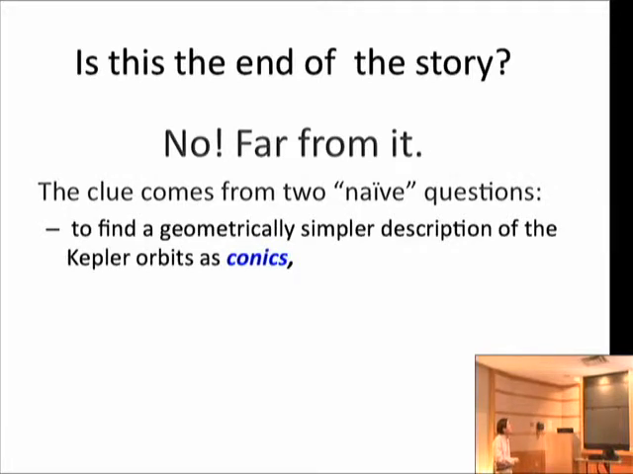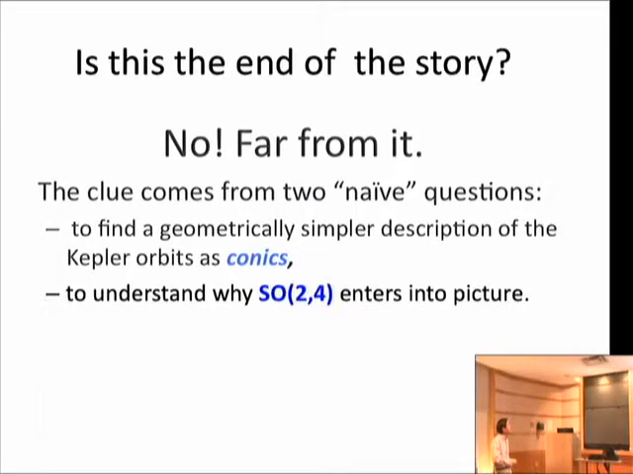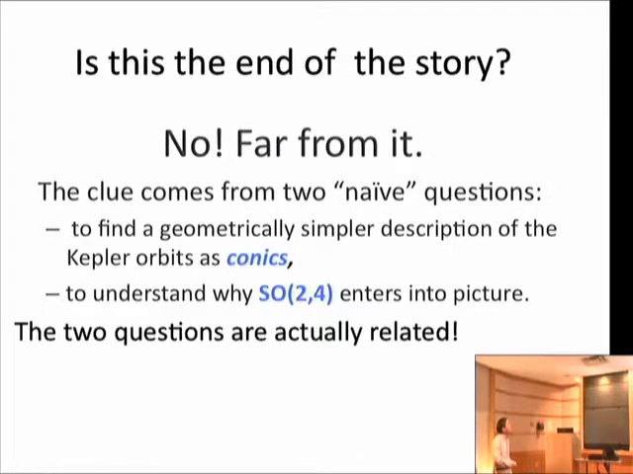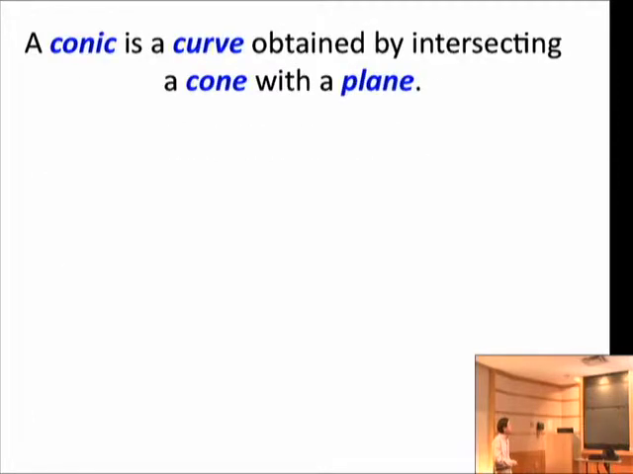The first one is to find a geometrically simpler description of the Kepler orbits as conics. In the original conic, we have 3 cases. To me, this is not simple enough. Okay, it's not unified enough. We will have an even simpler picture of our conic. The next is to understand why this SO(2,4) enters into the picture. To me, it's a mystery. It turns out these 2 problems are really related.